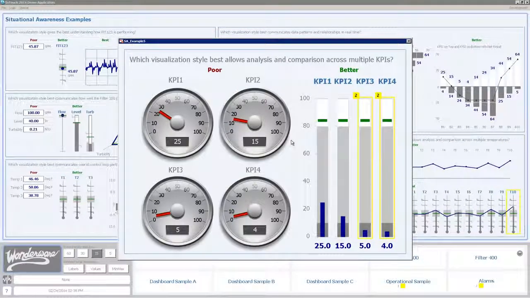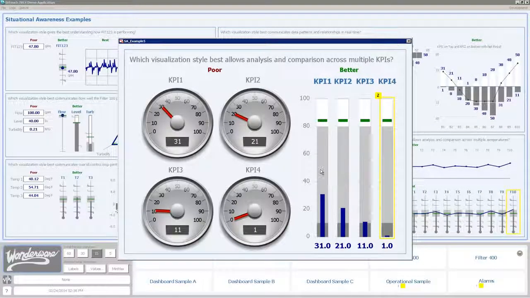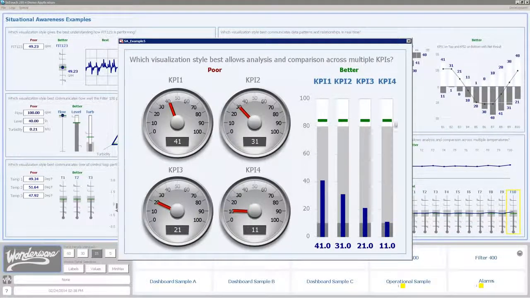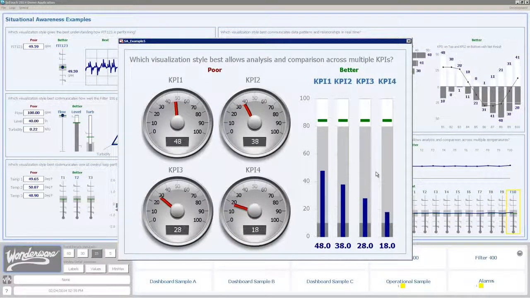I can see a bit more qualitative information. Here, the dark areas are bad. The gray shaded areas in the center are satisfactory, and the white areas at the top are the good area, and these lines are the target. You can see that all of my values right now are well below their targets, and there's probably something I should be looking into here.